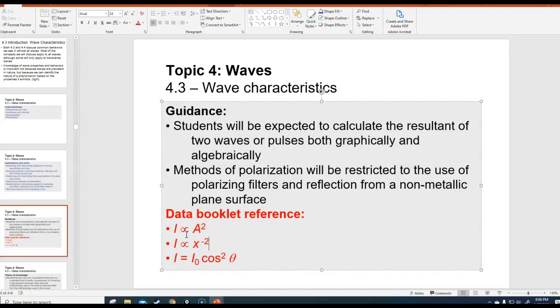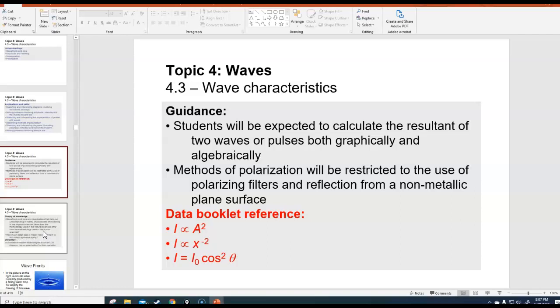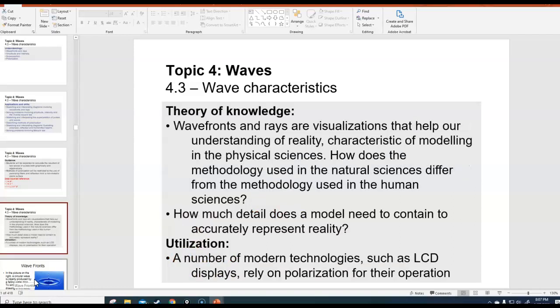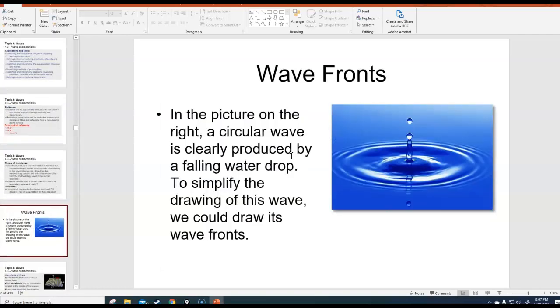So as we'll see here in a bit, this first one is basically saying intensity is proportional to amplitude squared, and intensity is inversely proportional to distance squared. Okay, so remember when we talk about something being proportional, we mean basically it's equal to some constant times that value. Okay, so we'll see that later on, but those are both given to you in the data booklet. So the first thing we're going to talk about is wavefronts.